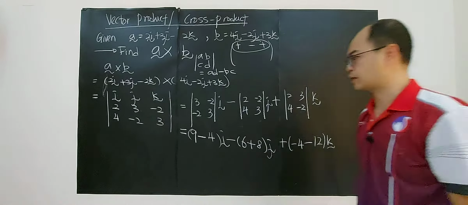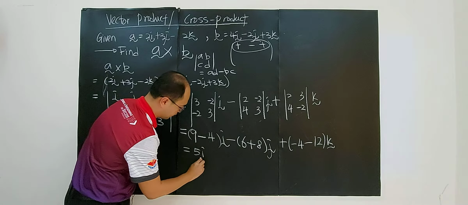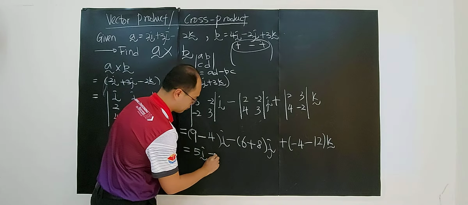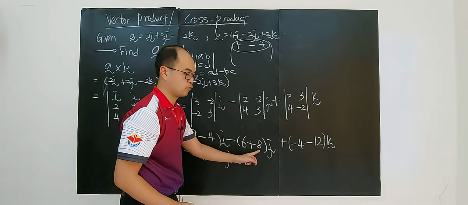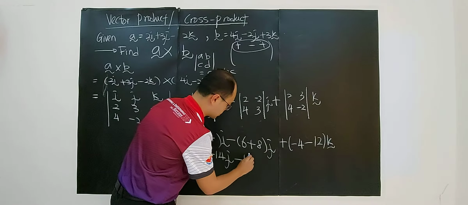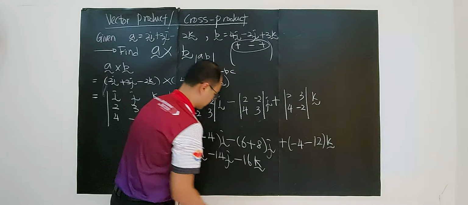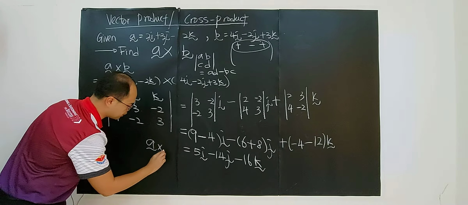This is a lot easier, right? So finally, we have 5i, negative 14j, and negative 16k. This is the result of A cross B.